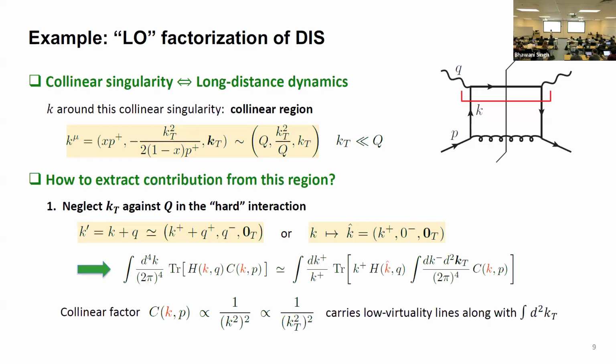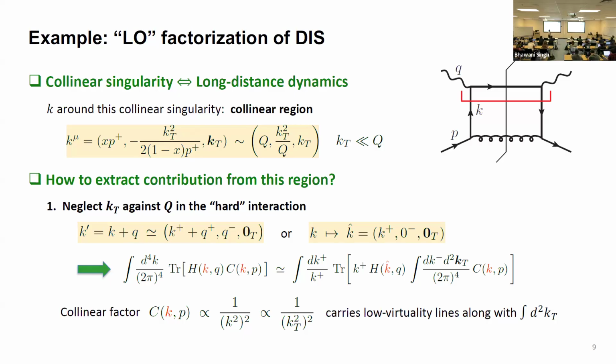And now our task is to look at this region. How do we extract this region from this whole diagram? The reason we want to extract it is that this region represents long distance dynamics. If we put this diagram in full QCD, this momentum P is carried by a proton, no longer a parton, and the gluon is no longer an elementary particle. It represents a set of collinear lines. There, the long distance dynamics represents the non-perturbative piece, and the short distance part represents the perturbative piece.